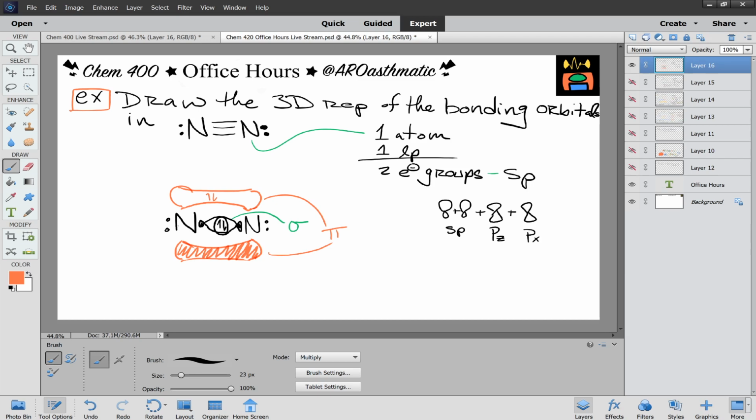Let's see. So since it's a single bond, there's 1 sigma. Yep, absolutely. That is absolutely correct. Because there's a single bond, there is a sigma and no pi. If it were a double, it would be a sigma and 1 pi. Or if you have a triple, like we do here, that would mean it would have to be a sigma plus 2 pi.